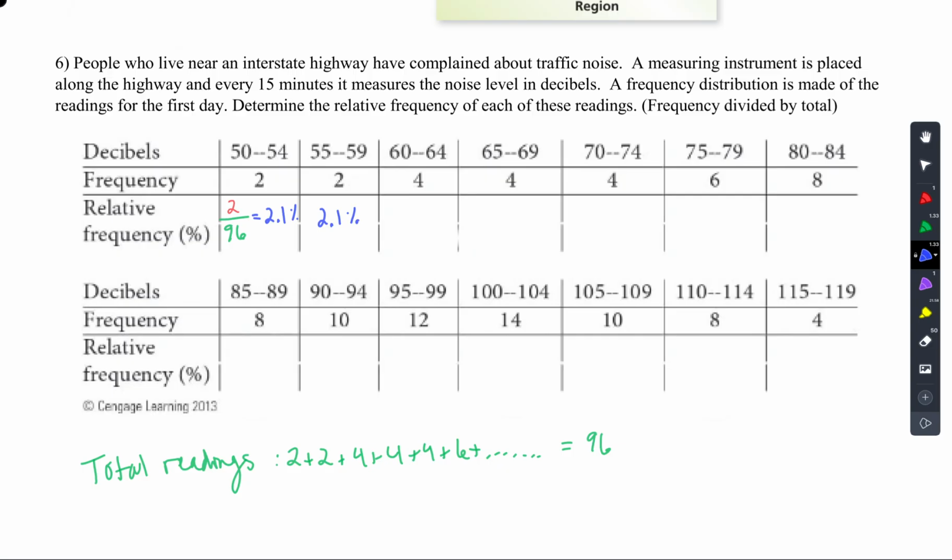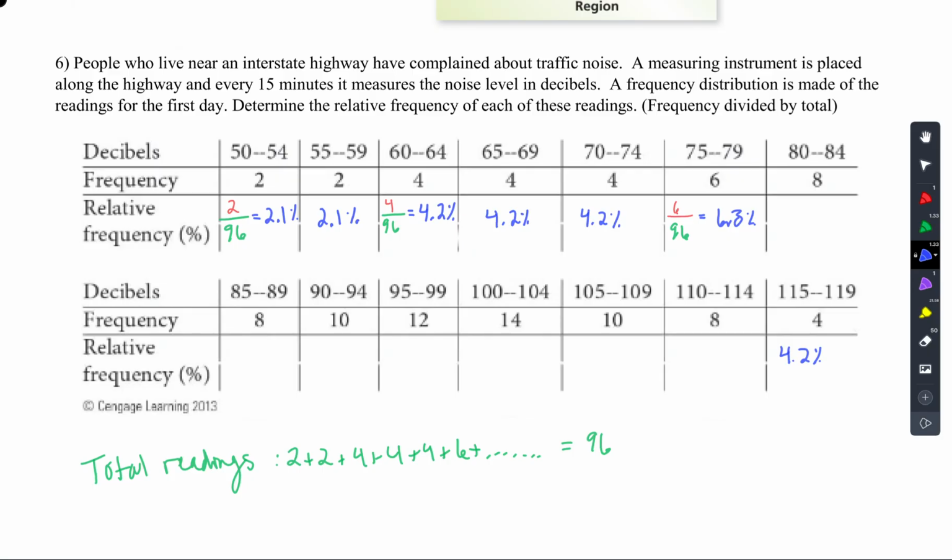Now for 4, you're just going to do 4 over 96. That's all you do. It just takes a while and is kind of annoying, but that's all you do. At least it's easier-ish, hopefully. 4.2%. I'm going to do all the 4s. So you're just going and taking all of these. Now I'm going to take 6 over 96 and get a decimal. I got 6.3.